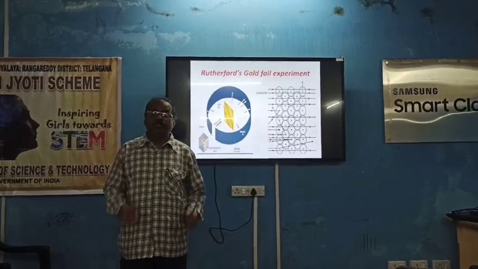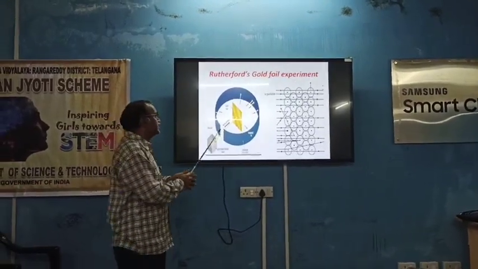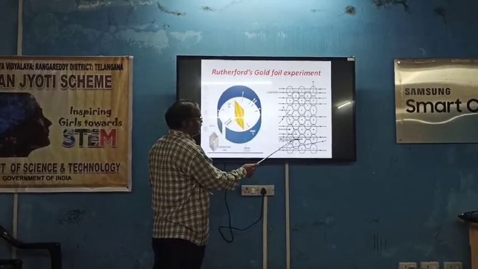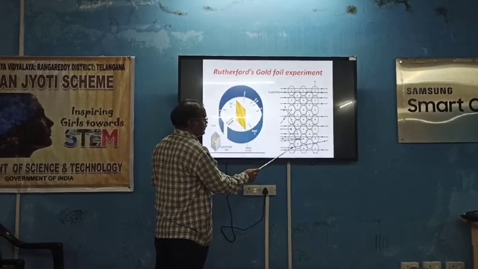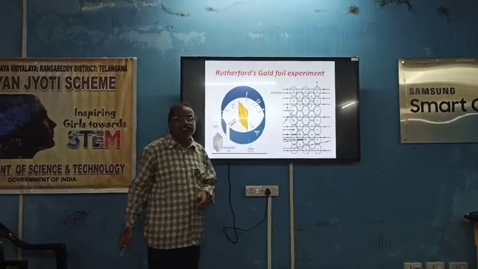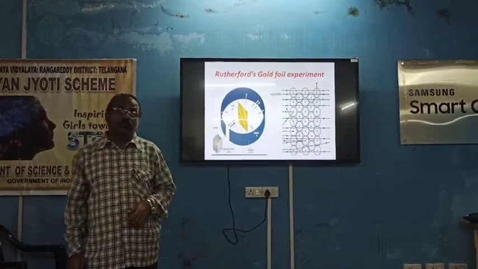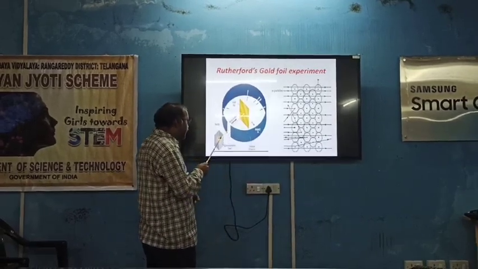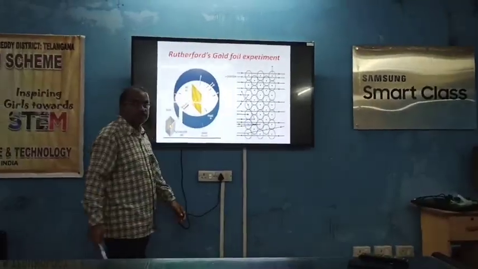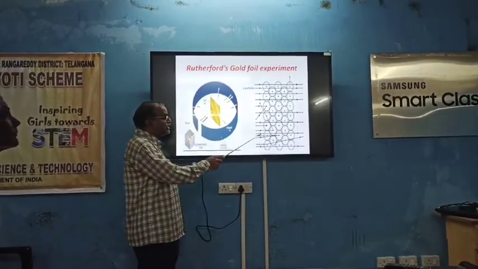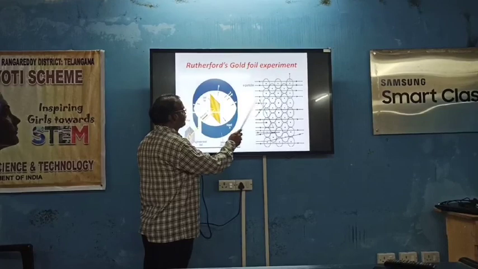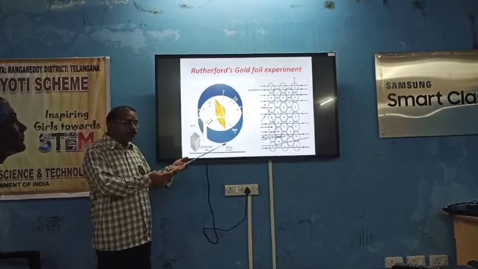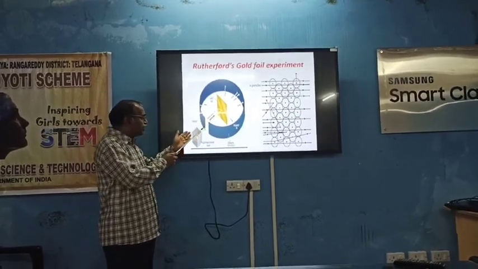Second observation: very few particles show some deflection. Very few are showing small deflections. One out of 20,000 particles is exactly bounced back, meaning it comes back in the same direction.